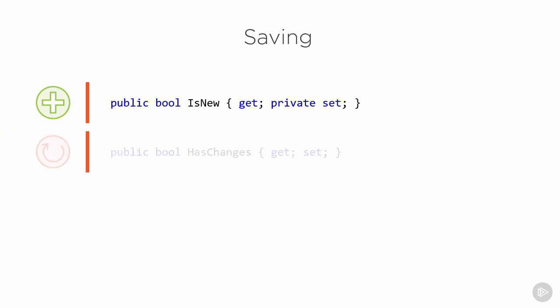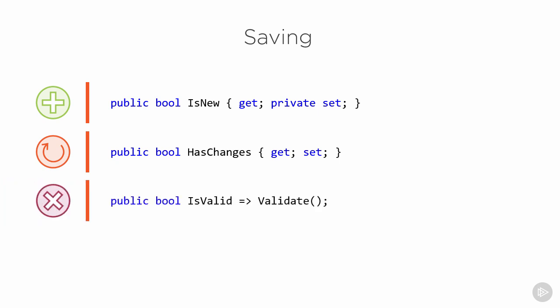Is the data actually changed? If we display data to a user, they may look at it and not actually change anything, so we don't need to save it. To track whether the user has made changes, each entity class needs a hasChanges property. Is the data valid? To track that, each entity class needs an isValid property that calls its validate method to determine if the data is valid.